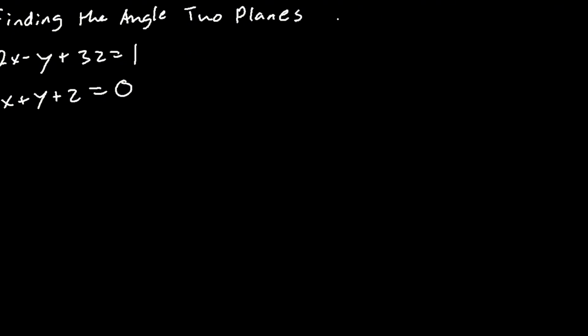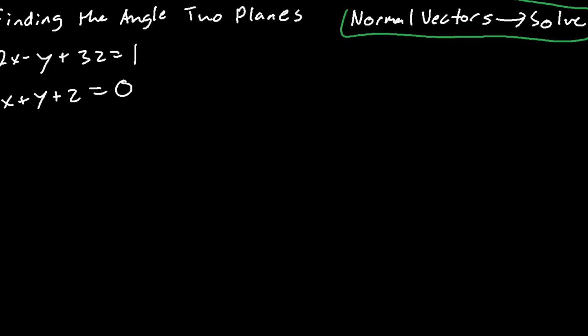So you get the normal vectors, and then just solve for the angle between them. Let's put that in a big green box. It's not necessarily two steps, but it's two big steps, because the angle between the normal vectors is the same as the angle between the two planes.